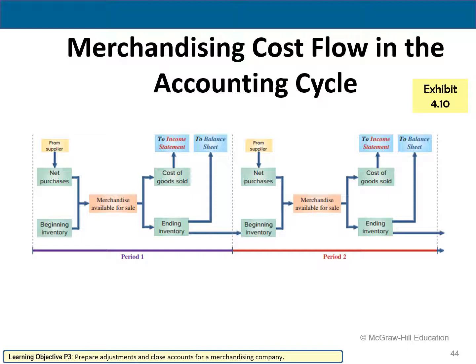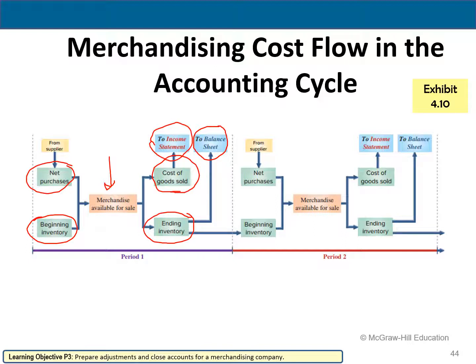So you purchase goods from suppliers during the period. You started the period with a beginning inventory number. The 2 of those together is equal to merchandise available for sale. And then that merchandise available for sale ends up one of 2 places. Either it's still sitting in your ending inventory on your balance sheet at the end of the period, or you've sold it and you've recognized it in cost of goods sold, which is on your income statement. The other thing to know is that your ending inventory for period 1 becomes your beginning inventory for period 2.